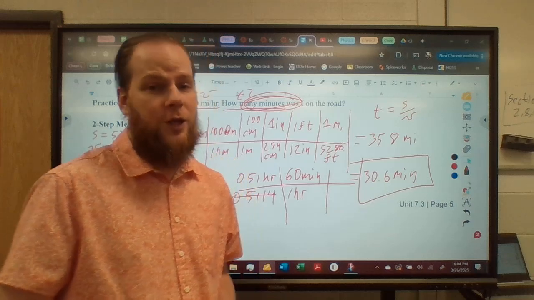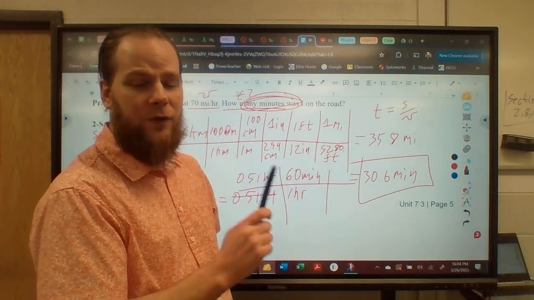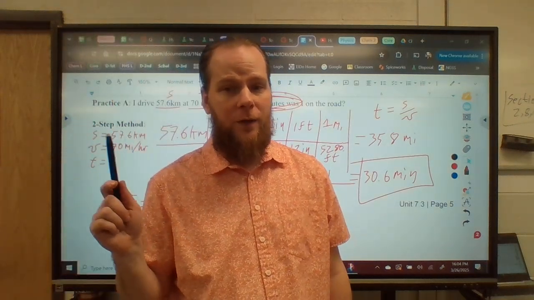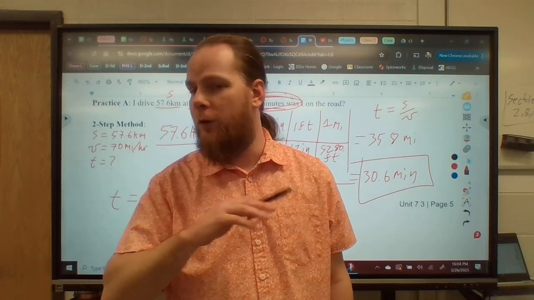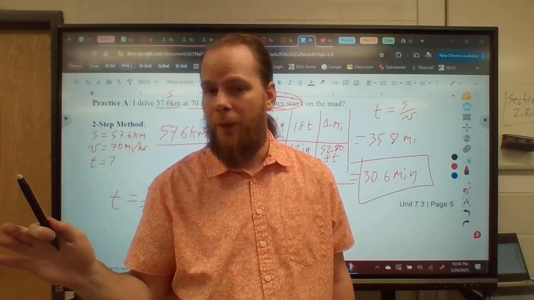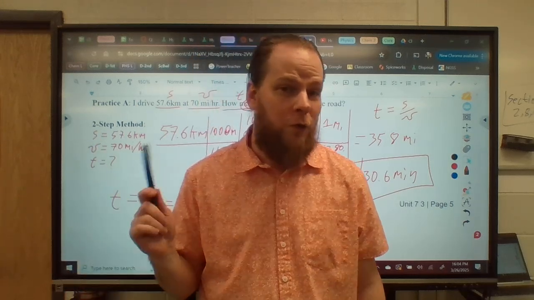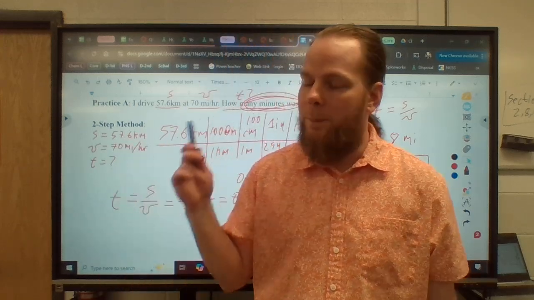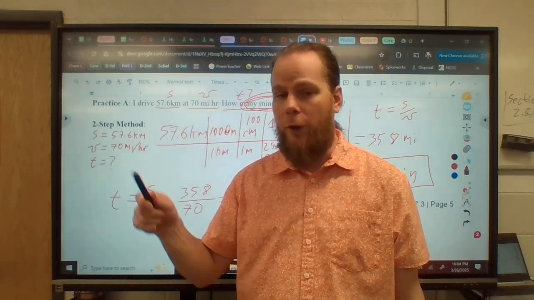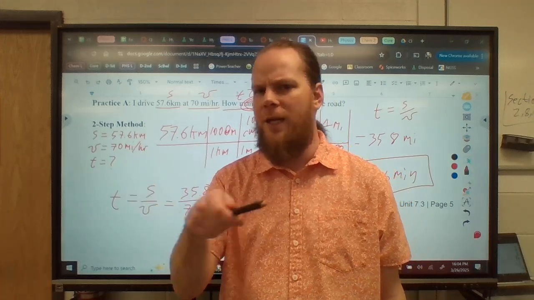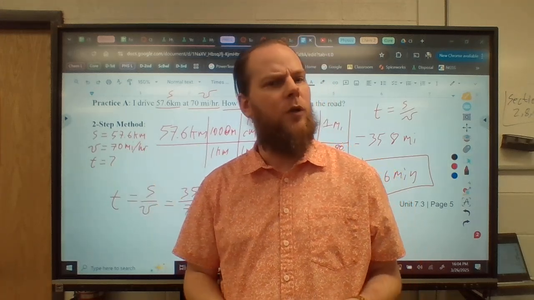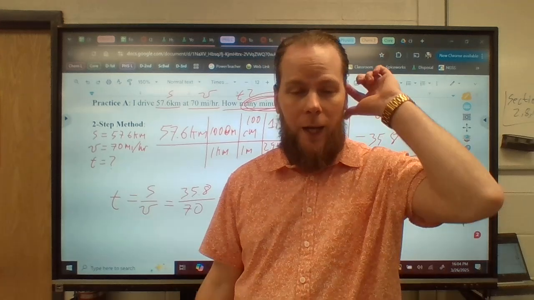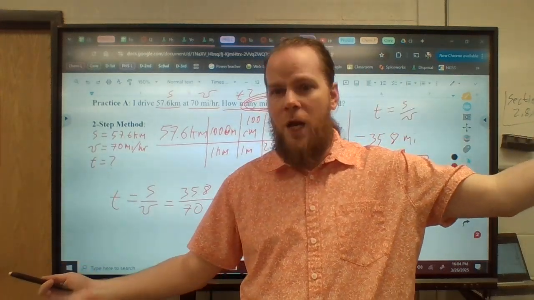Now, there is a worksheet that has 8 practice problems. You can do whichever method, the 1-step or the 2-step, you can do whichever method you prefer. Both will work as long as you use the right units. Both will give you the correct answer. Okay? So use whichever, work through those. I should have a key available. I don't know if it's digital or paper, but there will be a key available so you can check your work as you go. And that is it.